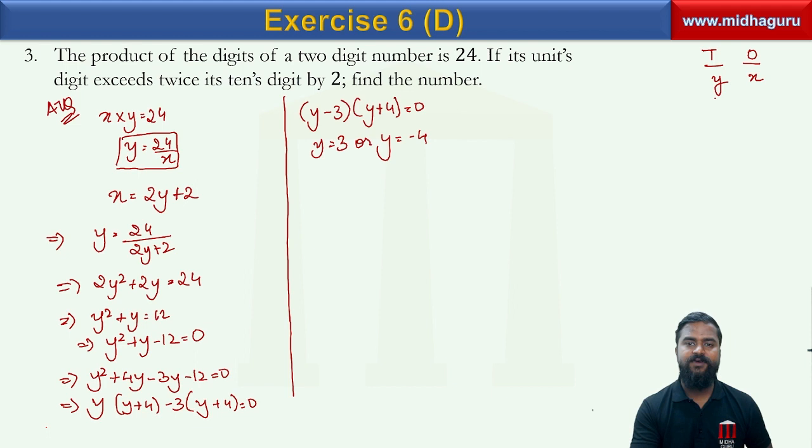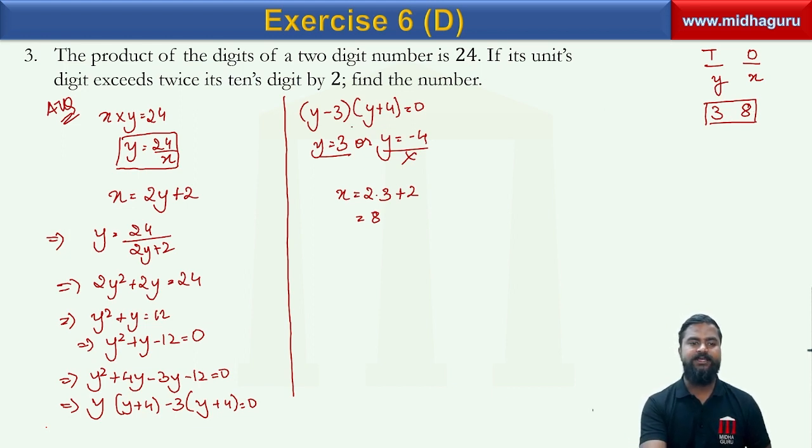Now since y was a digit of a number, we cannot take it to be negative. So y is 3. Now based on this relation, x is equal to twice of y, being 3, that is the value we have taken, plus 2. Which makes it 6 plus 2, which will become 8. So the number is 38. And we can see that it satisfies the condition x into y is 24 because 8 into 3 will always be 24. So let's move on to the next question.